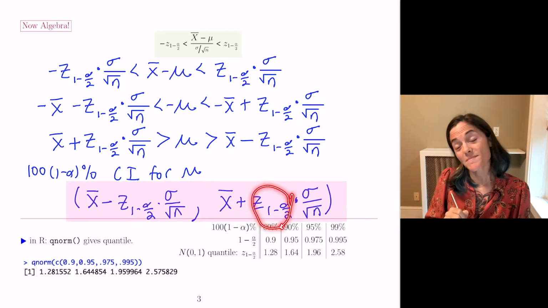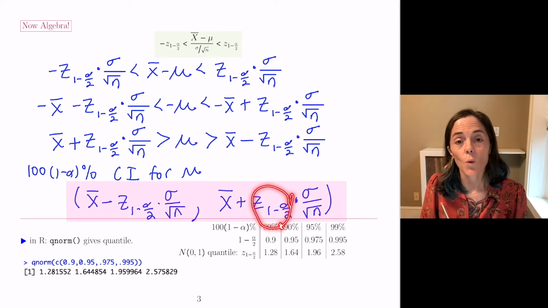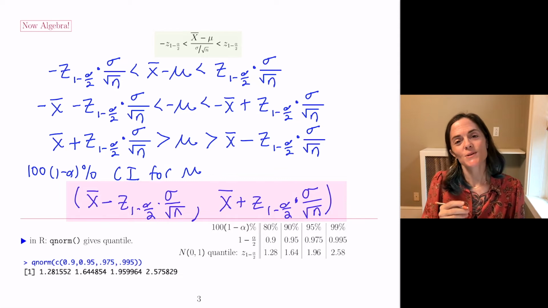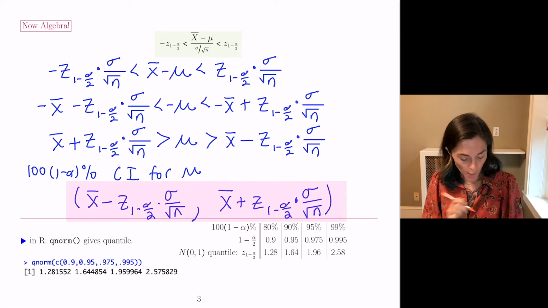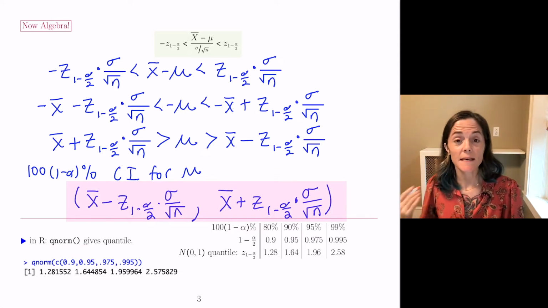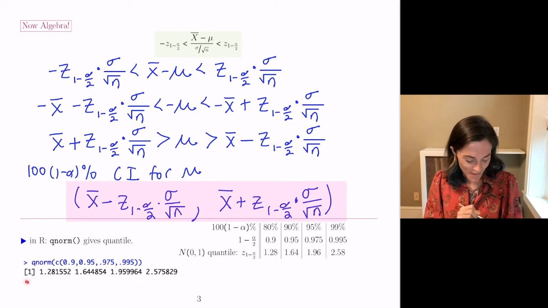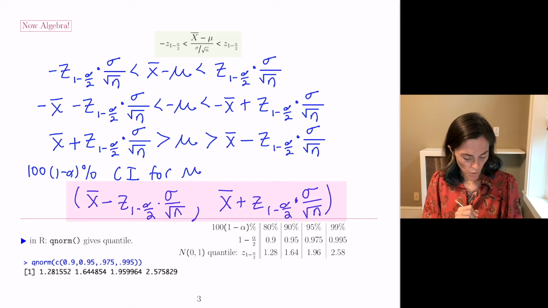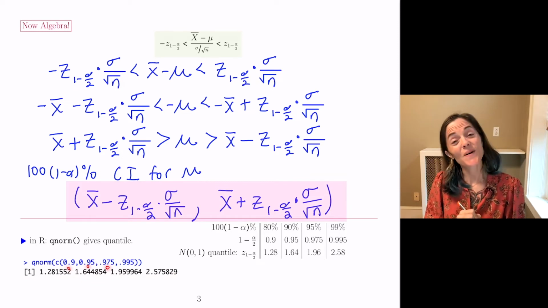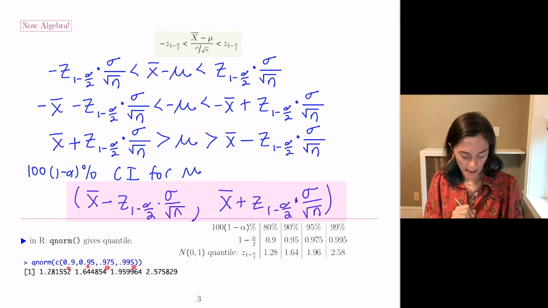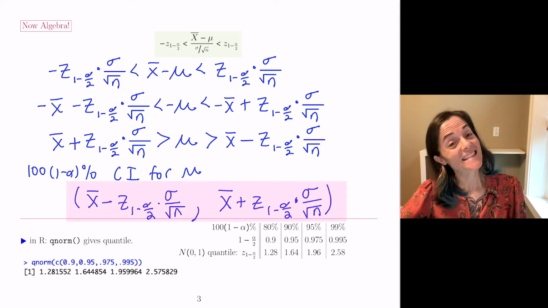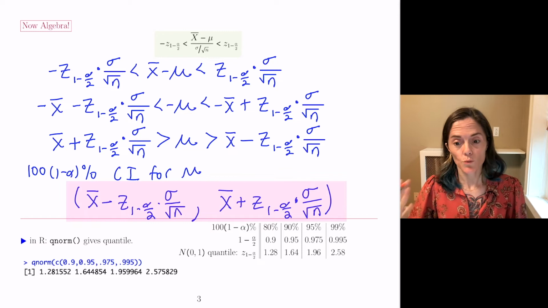Okay, now how do we get this number? This is the 1 minus alpha over 2 quantile for the standard normal distribution. Well, the good news is that we could ask R. We have this qnorm, which gives a quantile. And you see I have this screenshot from R, where I asked for 0.9, 0.95, 0.975, and 0.995. Here's the output. Now, I have made a table. My table is rounded.